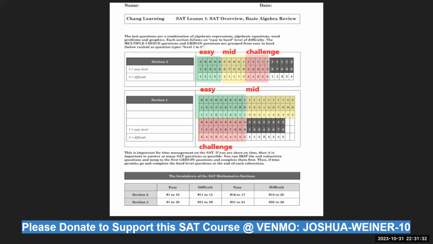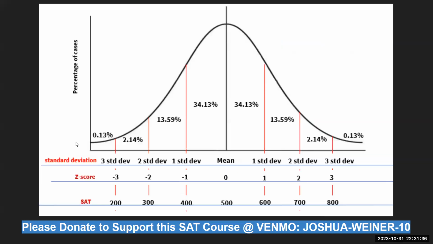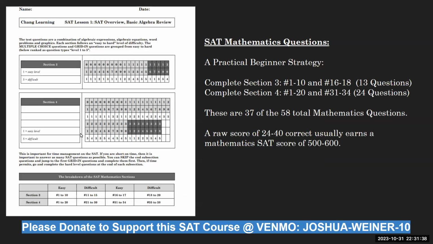With this strategy at tutoring houses, I personally have been tutoring for over 15 years for this exam. We found that had over a 90% success rate if you focus on those 37 questions, meaning questions 1 to 10, and then 16 to 18 in the grid-in. And in section 4, 1 to 20, and 31 to 34 in the grid-in. That will give you a score, if you're accurate, of already a base score between 500 and 600.